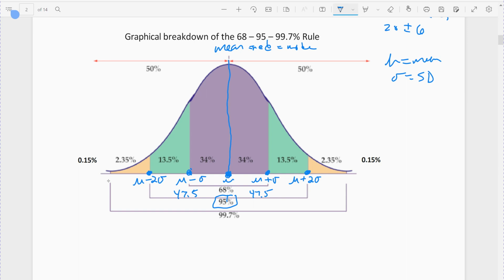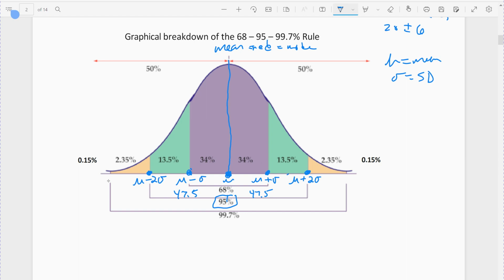So half of the 95% lands above the mean, half lands below the mean, meaning half of it is 2 standard deviations above, half of it is 2 standard deviations below. And so that green area comes from the additional getting to the 47.5. So you take 47.5 minus the 34, and that's where that 13.5% comes from, right? That's the total area where 95% of the data lies.